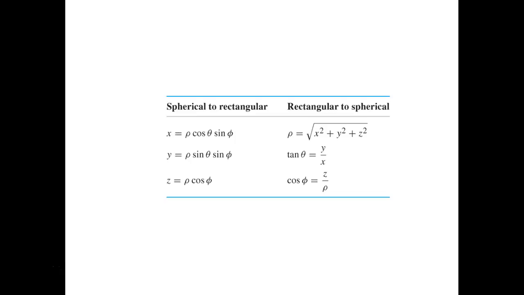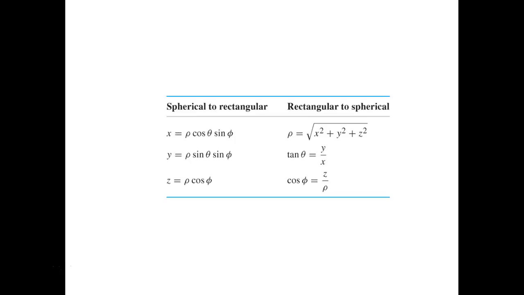Y is r times the sine of theta, but r is rho times the sine of phi. So you have a sine there. And z, as we saw, was rho cosine phi. Okay, that's going from spherical to rectangular. Here's your spherical, that's the way you get your rectangular. Going the other way isn't too bad.